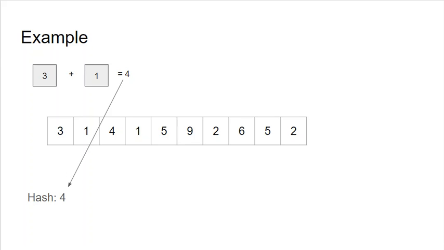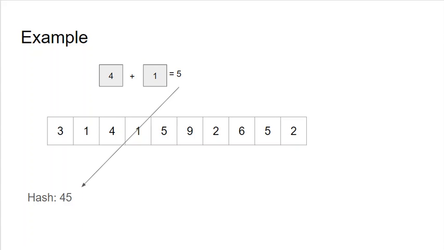Now let's look at the next pair of digits in our phone number, and that's the 4 and the 1. We apply our same step. We add those together, we get 5, and then we append the 5 to our hash code. Let's look at the next pair.